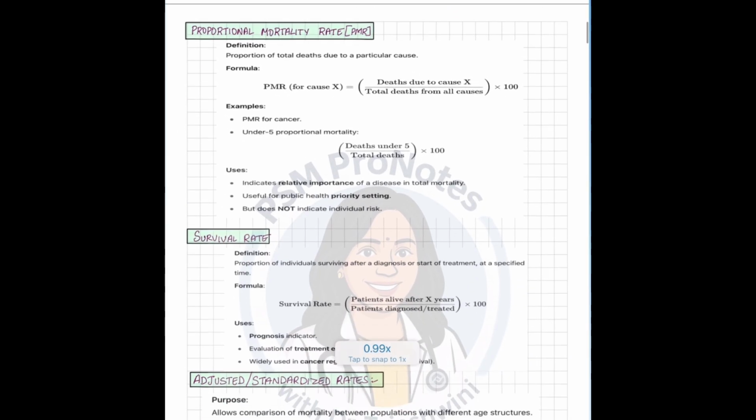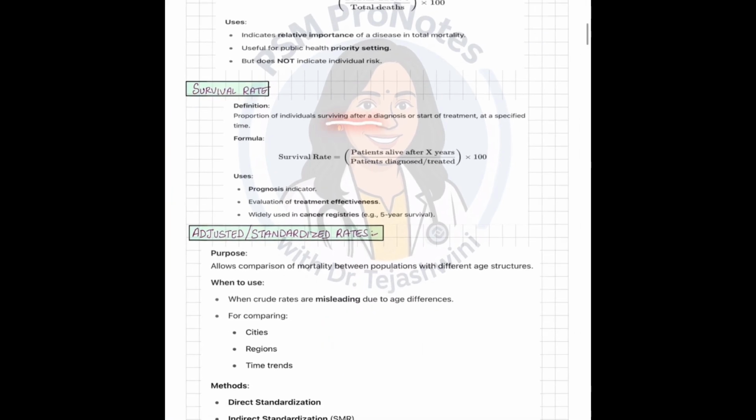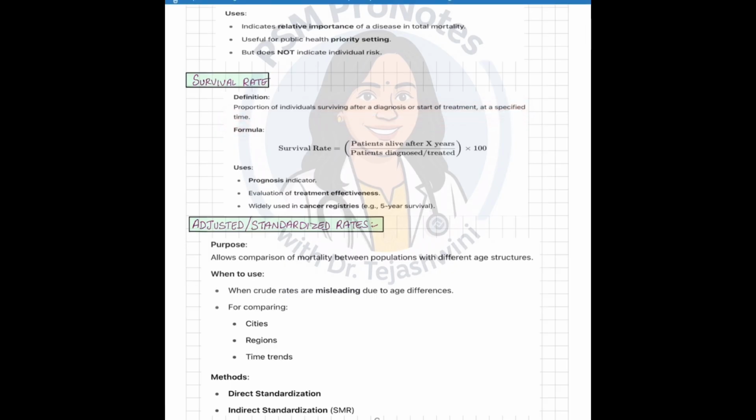Proportional mortality rate, PMR. This one tells us the proportion of total deaths due to a specific cause. For example, if 20 out of 100 total deaths were due to cancer, PMR equals 20%. It helps in priority setting, but does not indicate individual risk. Survival rate. And finally, the survival rate, the proportion of people who survive after a diagnosis or treatment for a specified period, like 5-year cancer survival. It's one of the best indicators of treatment effectiveness.